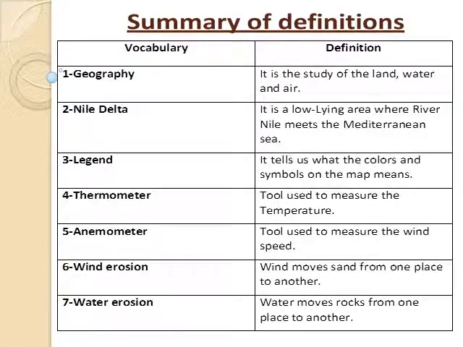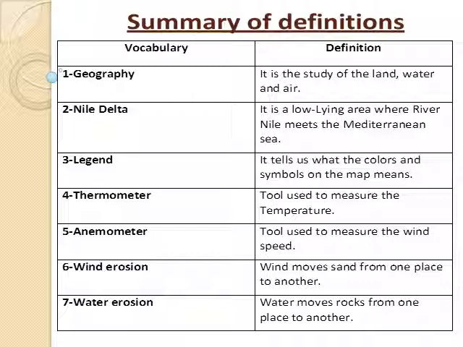Now let's summarize the definitions of this chapter. Number 1. Geography. It is the study of the land, water and air. Number 2. Nile Delta. It's a low-lying area where the River Nile meets the Mediterranean Sea. Number 3. Legend. It tells us what the colors and symbols on the map mean. Number 4. Thermometer. A tool used to measure temperature.